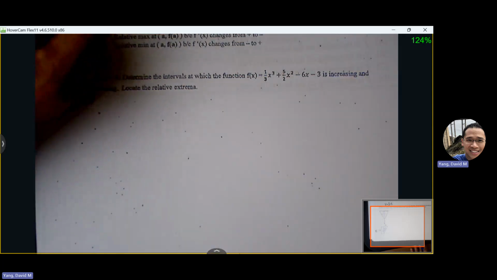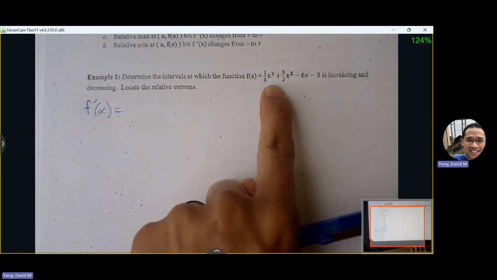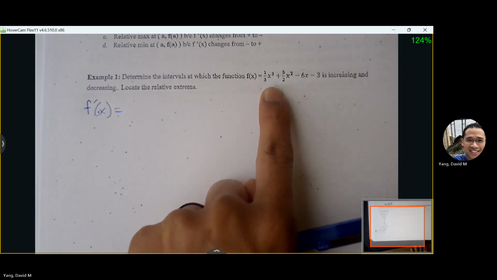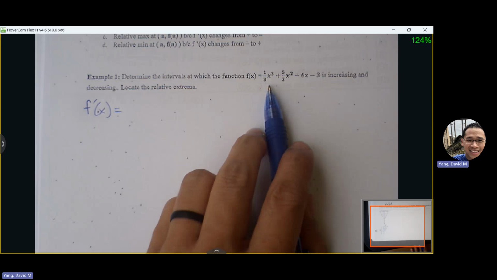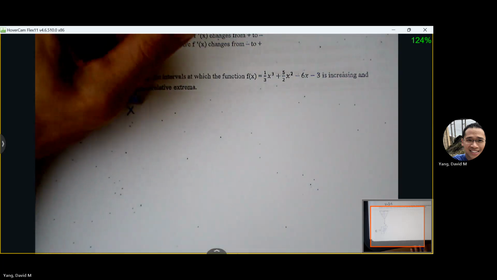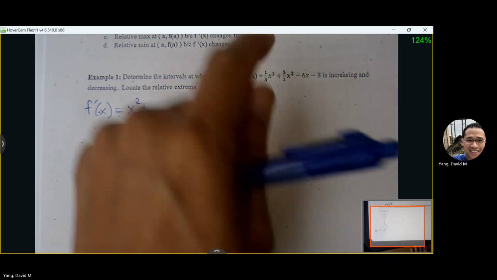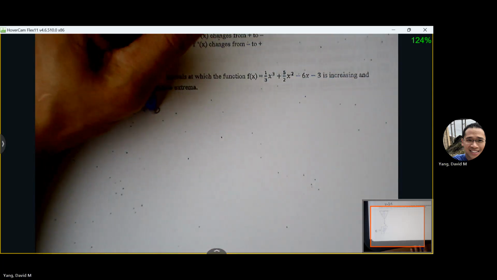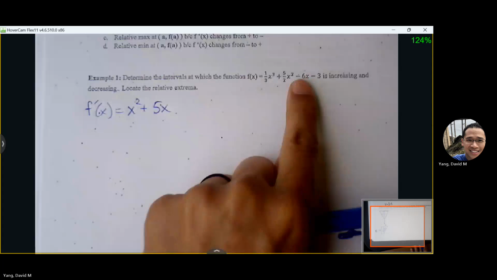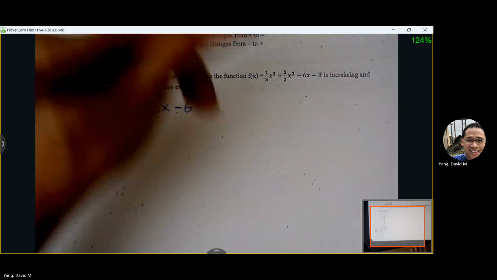So we're going to go ahead and find f prime first. Everything that we need is going to be from f prime. So we can just do power rule for each of these terms. 1/3 x cubed becomes what? 5/2 x squared becomes... and then minus 6x becomes 6.